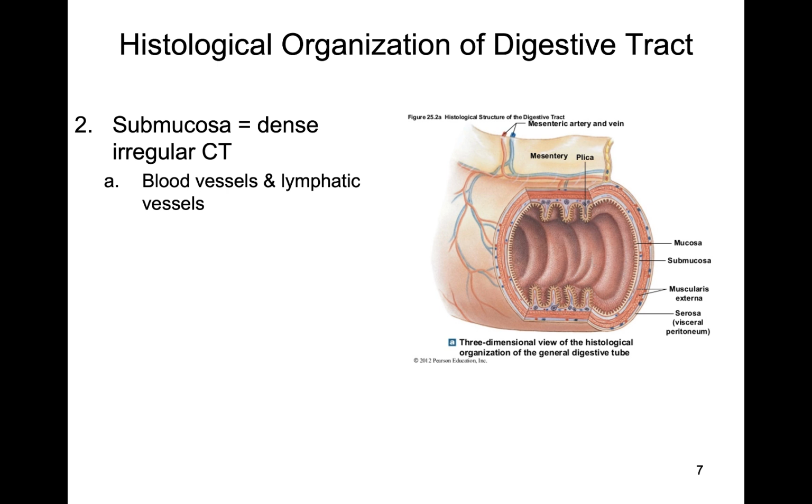Blood vessels are going to take the nutrients out of the food, so the carbs, proteins, lipids, it's all sucked out by the blood vessels, and it's going to go into your mesenteric vein, and then from there it goes to your hepatic portal system.